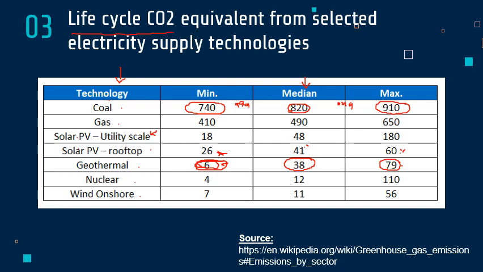Same here as well for wind onshore. That's quite interesting. So we've got 7, which is pretty good in terms of doesn't produce too much CO2. The median here is 11, which is also pretty good compared to the median for geothermal, but the maximum is 56, which is still lower than solar PV rooftop. It's still lower than geothermal. But it kind of suggests that there are more wind onshore plants that are between 7 and 11 here. So half of them are between 7 and 11, which is pretty good.